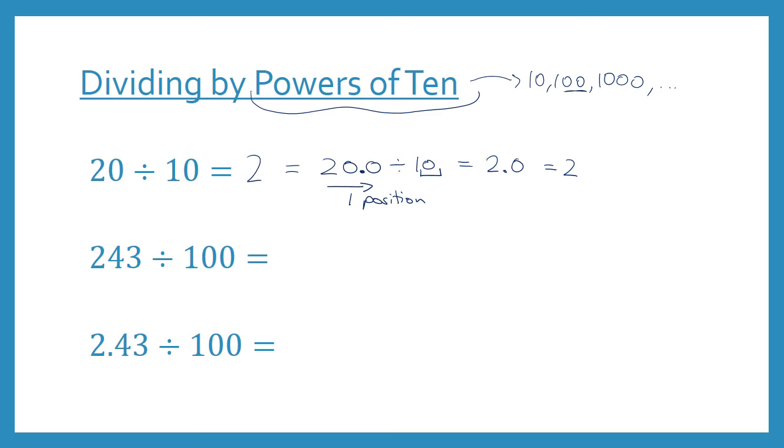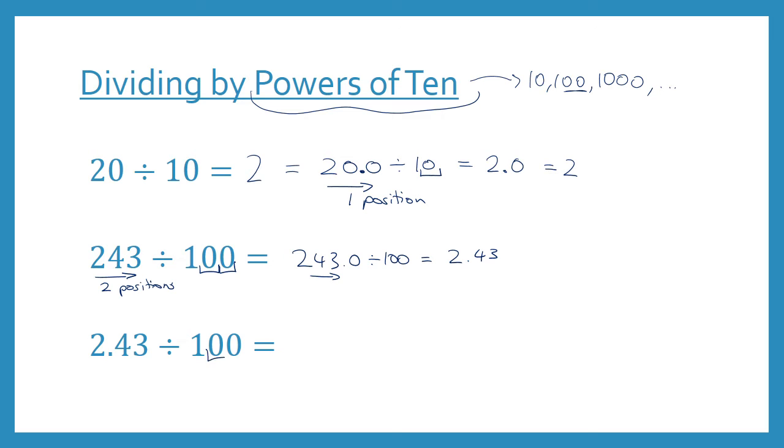Now for the next one, we're dividing by 100. This time we have 2 zeros, so we're going to move our number to the right 2 positions. So we have 243.0 divided by 100. We're going to move it across 2 positions, and we get 2.43.